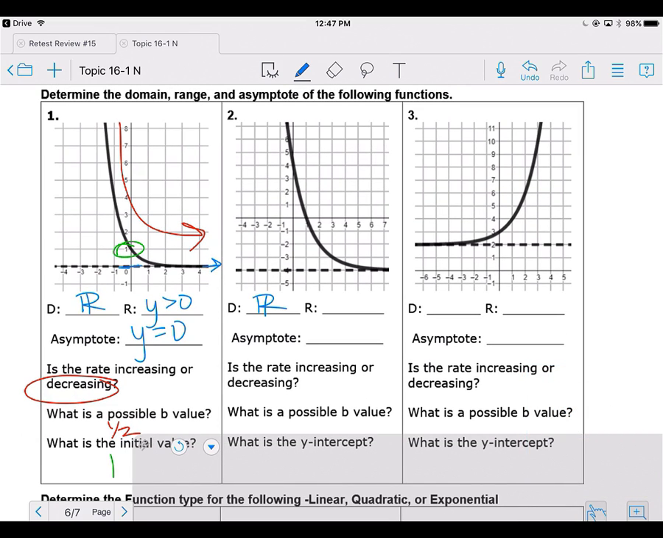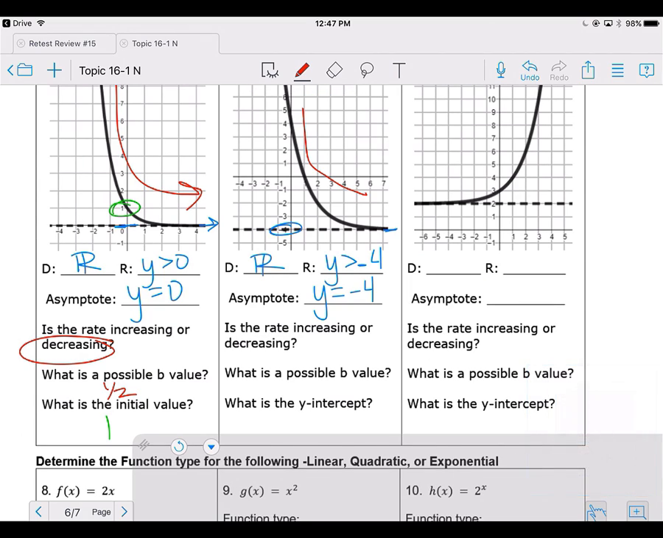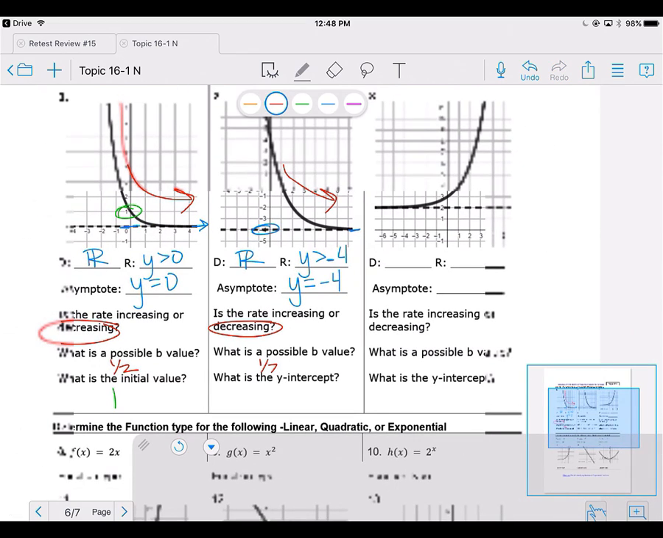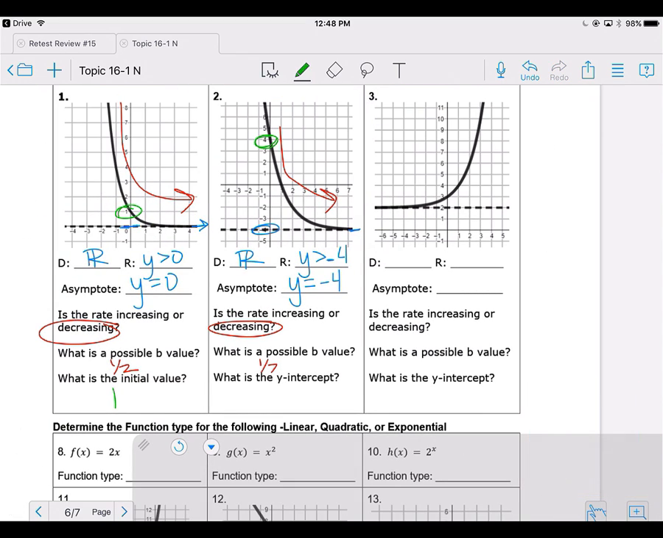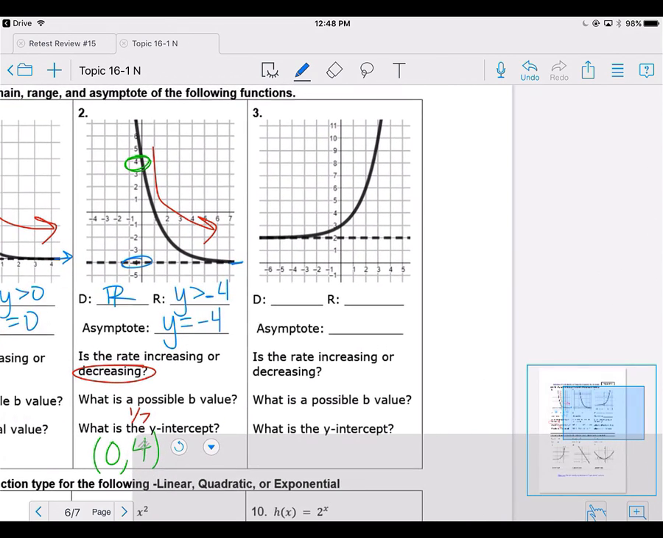So, as we said, domain is always all reals. On problem 2, my y's are getting really close to -4. And my asymptote will be at -4. As we read from left to right, this is decreasing. A possible b value, because it's decreasing, would be something like 1/7, anything that is a fraction or a decimal. And my y-intercept is (0, -4), because that's where it crosses the y-axis.